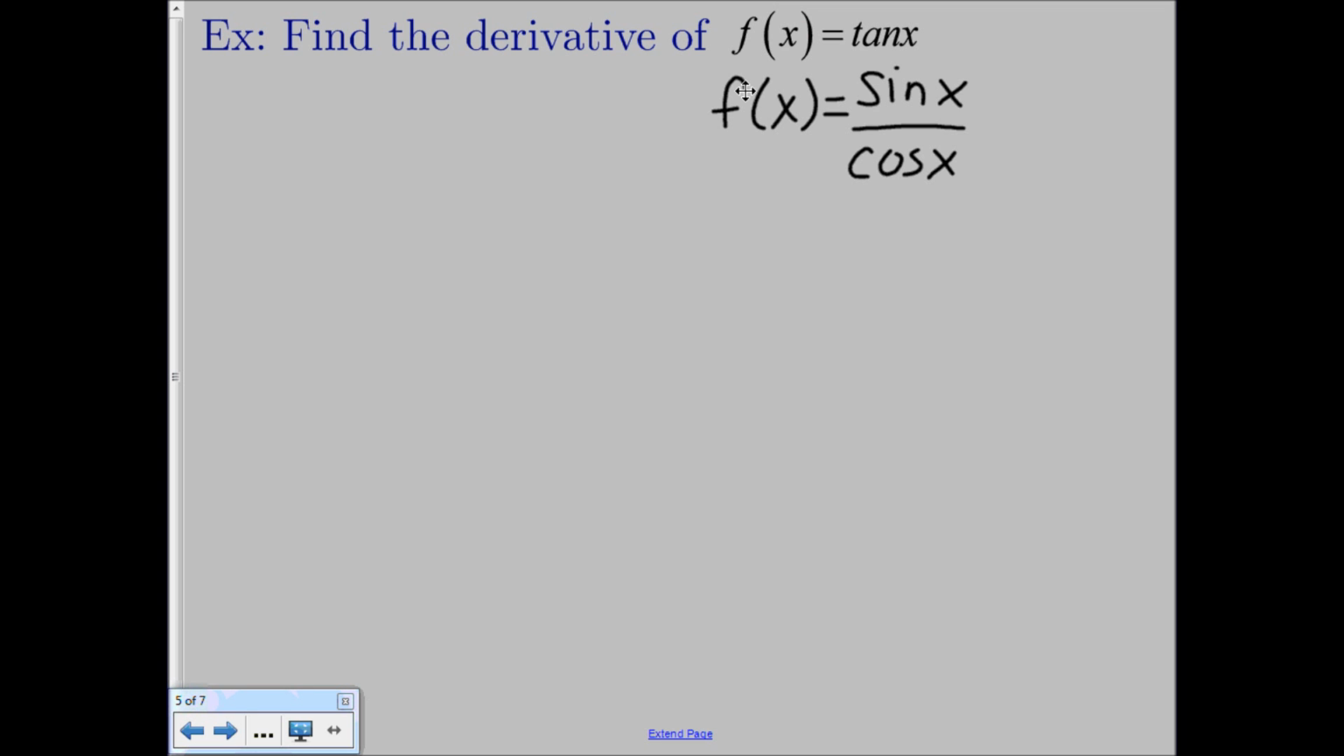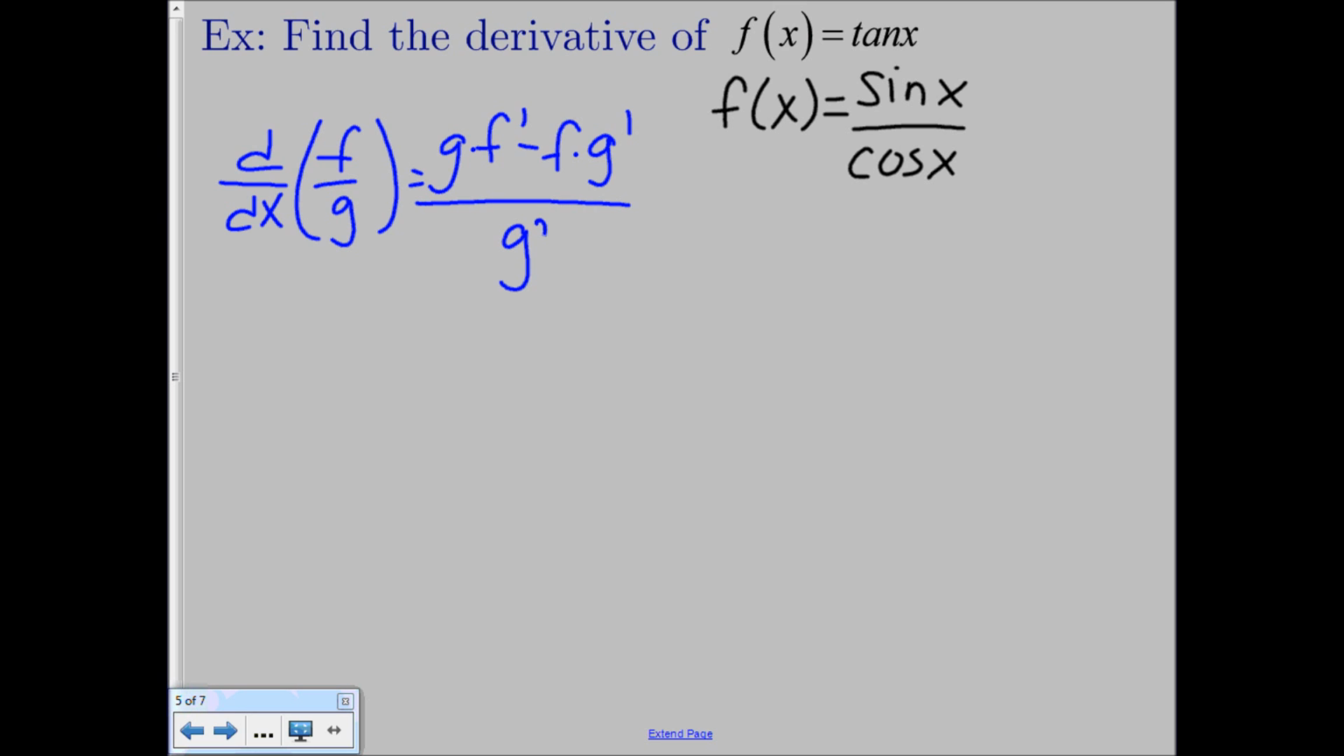Okay, so just like we were doing before, first we're going to write our quotient rule up on the board. So the derivative of f over g is g times the derivative of f minus f times the derivative of g, all over g squared. Okay, so our numerator is f, our denominator is g. Now let's find f prime and g prime. So f prime is going to be the derivative of sine, which is just cosine of x. g prime is the derivative of the cosine of x, which is just negative sine of x.